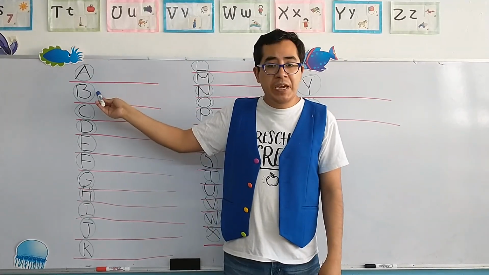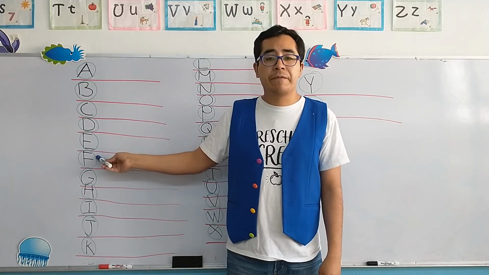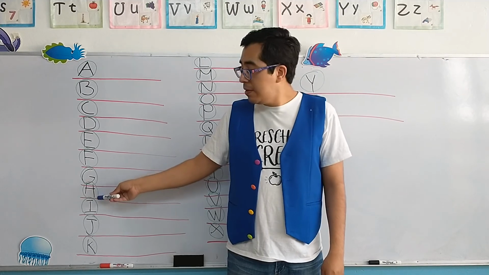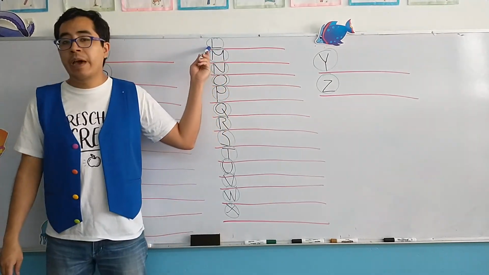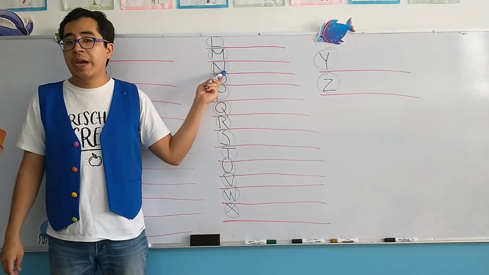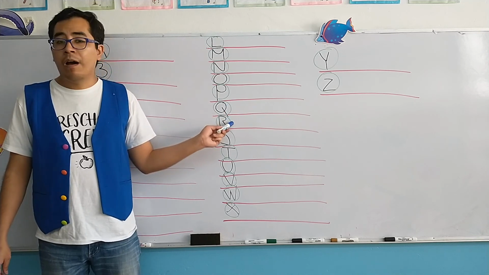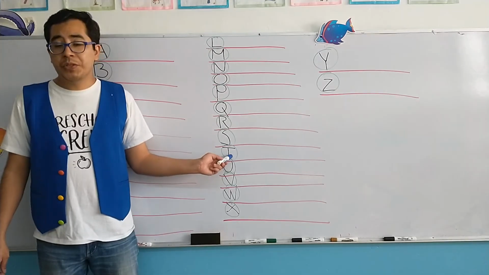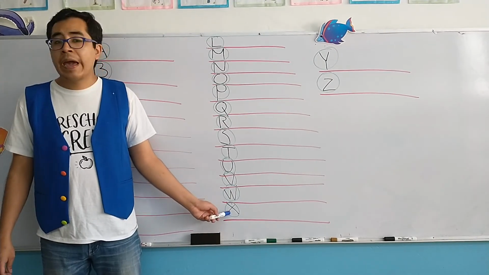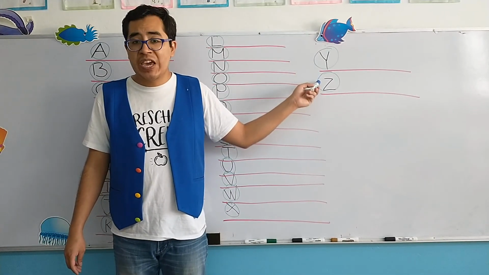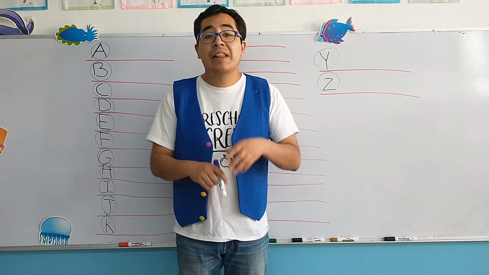A, B, C, D, E, F, G, H, I, J, K, L, M, N, O, P, Q, R, S, T, U, V, W, X, Y, Z. Okay, very good.